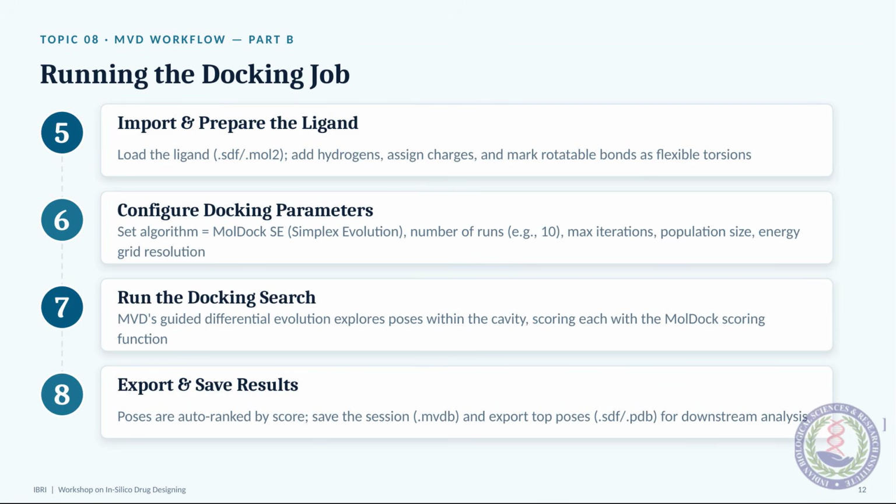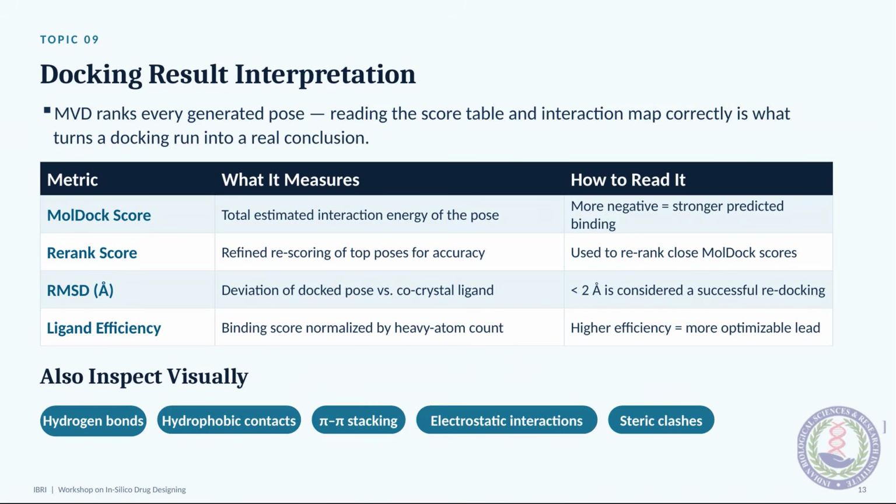Eighth, export and save results. Poses are automatically ranked by score. Save the session as an MVDB file, and export the top poses in SDF or PDB format for downstream analysis. Now, interpreting docking results. MVD ranks every generated pose, and reading the score table and interaction map correctly is what turns a docking run into a real conclusion.